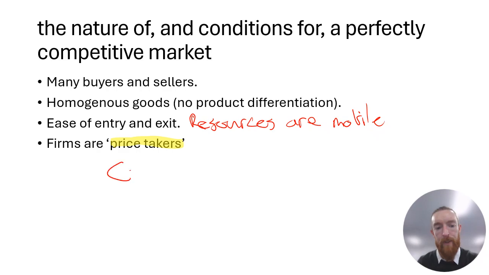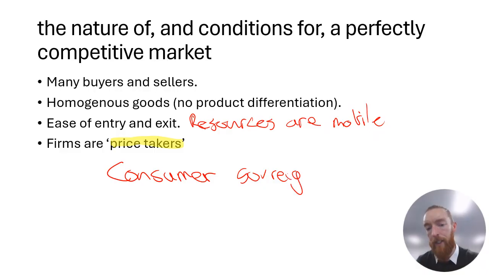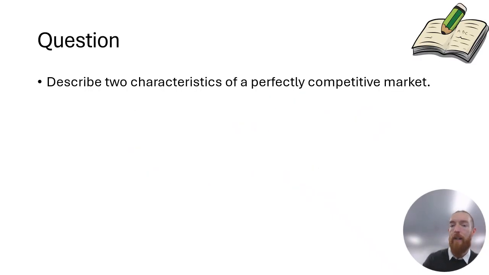There is something that we call consumer sovereignty, where in perfectly competitive markets, businesses have to produce the goods and services demanded by consumers, otherwise they will go out of business. So it means that we are going to achieve allocative efficiency, but more on that later on. So if we had to describe 2 characteristics of a perfectly competitive market, we could say that there are many buyers and sellers, which means there are a lot of different businesses competing in the same market. Then we could also talk about homogeneous products, which means that no matter who is selling the products, they are basically the same thing.